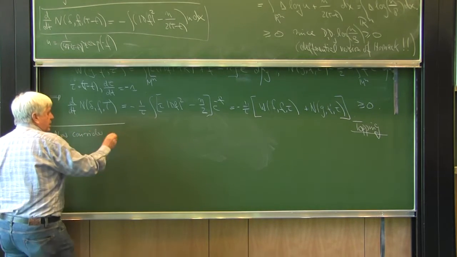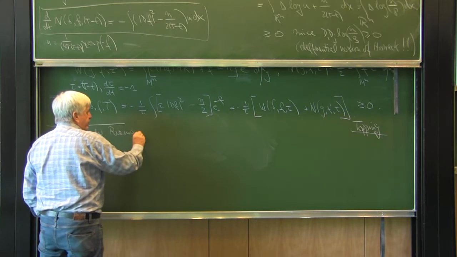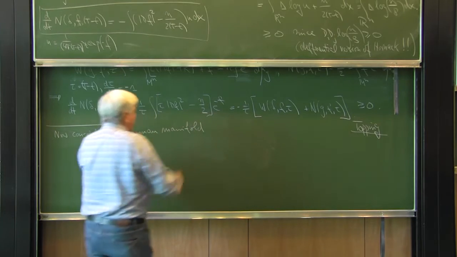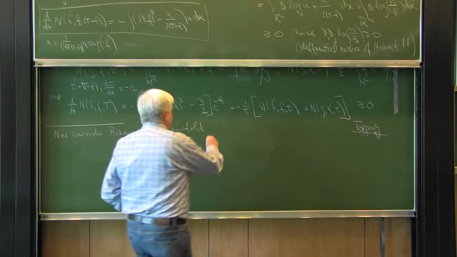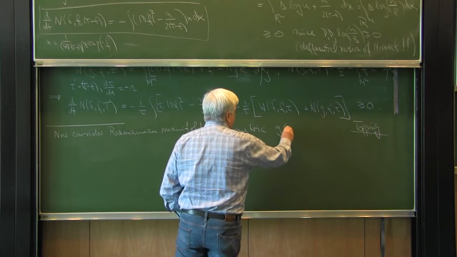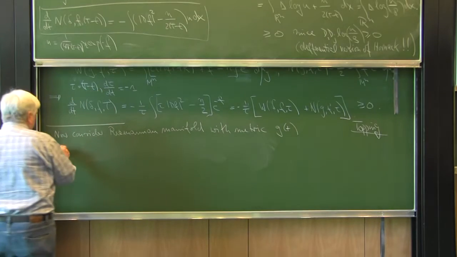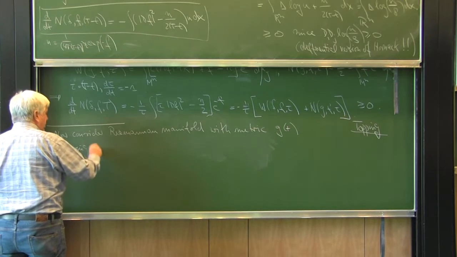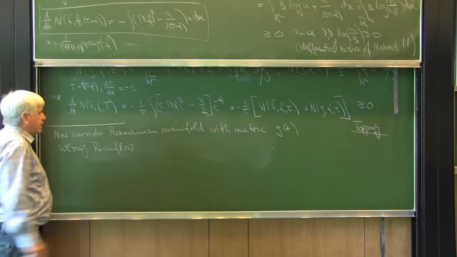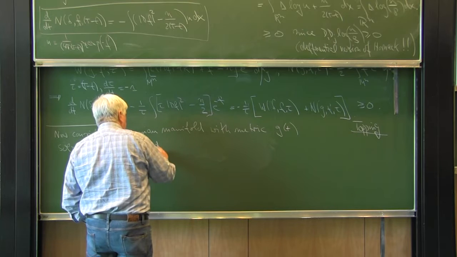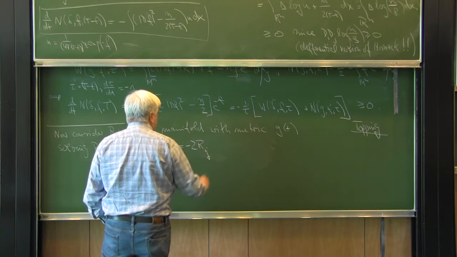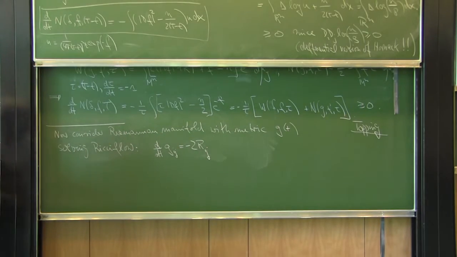So in the next step, now consider a Riemannian manifold with metric g of t, solving Ricci flow. So we have d/dt of g_ij is equal to minus 2 times R_ij. R_ij is the Ricci curvature of g.